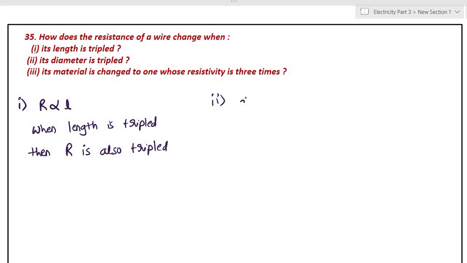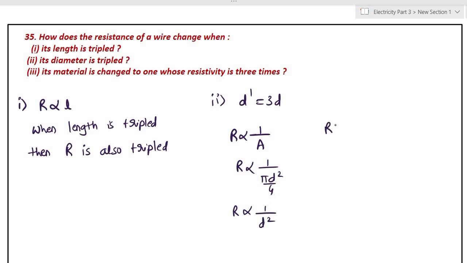Similarly, for the second question, its diameter D dash is tripled, 3D. We know that the resistance of a conductor is inversely proportional to the area of cross section, which is pi d square divided by 4. So resistance is related inversely to the square of the diameter. R dash is inversely proportional to D dash square.